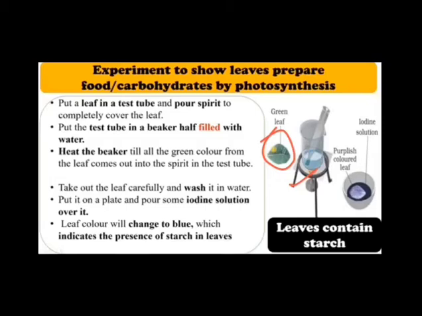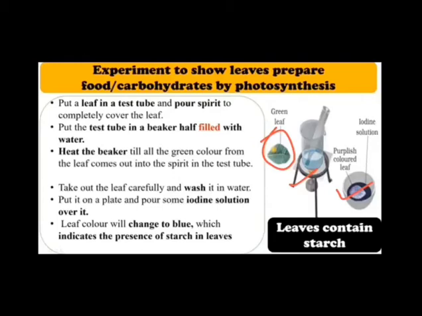Now we can clearly observe the color change. Then take out this leaf and wash it in the water. After that, put it on a plate and put some iodine solution over it. And observe that the color of the leaf changed to blue black or purplish color, which indicates that leaves contain starch. So this experiment proves that leaves contain starch.